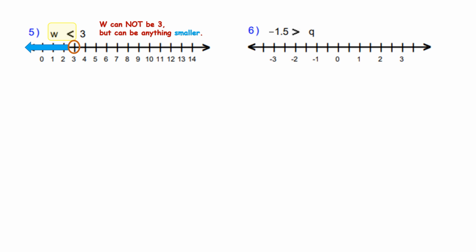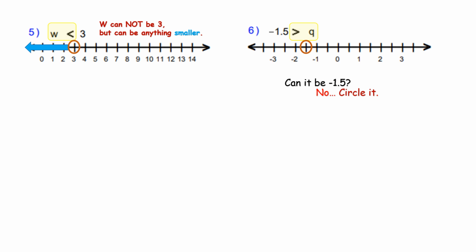Our final review question, we have, as is stated, -1.5 is greater than Q. So I focus in on my variable and my inequality sign. I ask my first question with the number. Can it be -1.5? Well, that's a no. Once again, it's not underlined. Therefore, I'm simply going to circle where the -1.5 is.